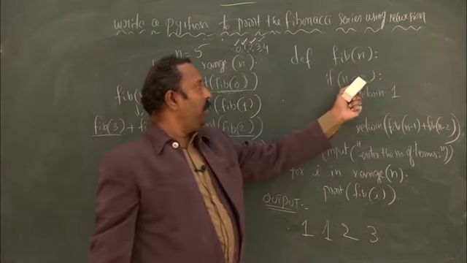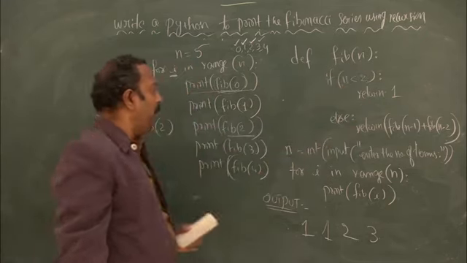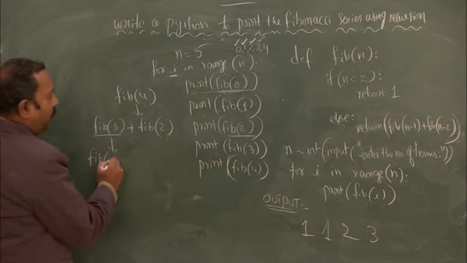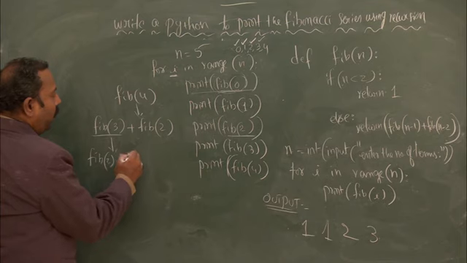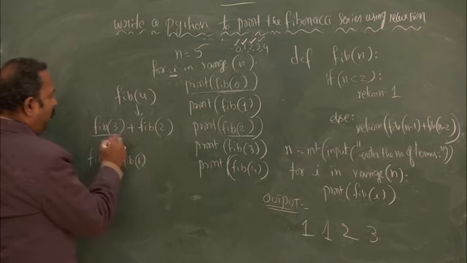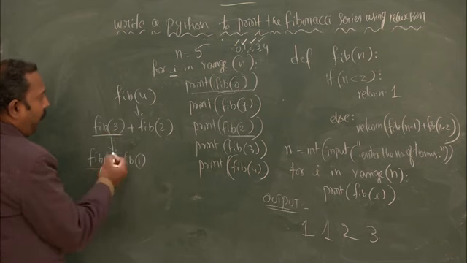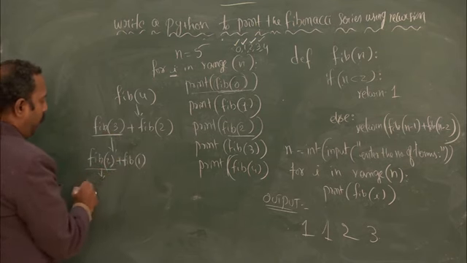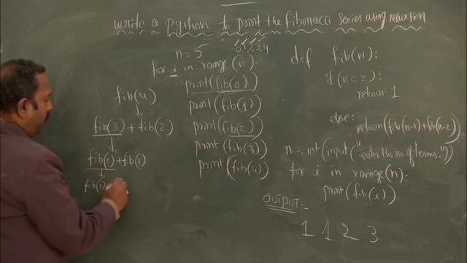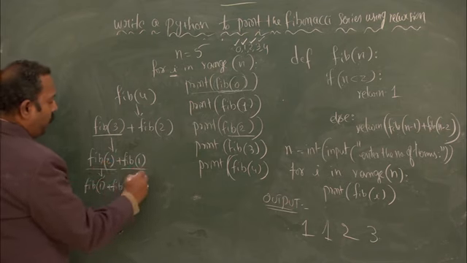3 equal to 3, less than 2, condition false, it comes to the else case. Again fib of 3 minus 1, 2, plus fib of 3 minus 2, 1. For this particular fib of 3, for fib of 2 again fib of 2 minus 1, 1 plus fib of 0. Already this will be existing here.